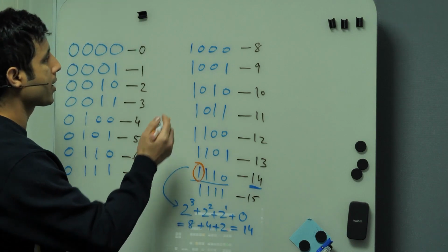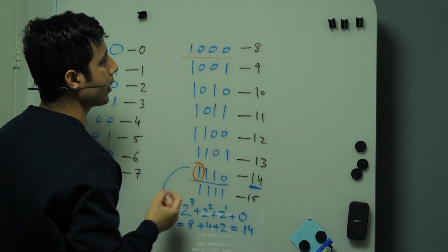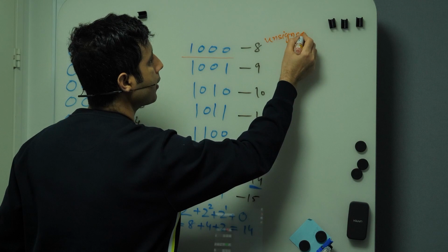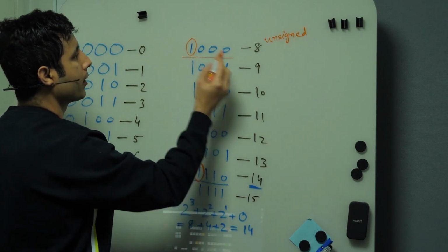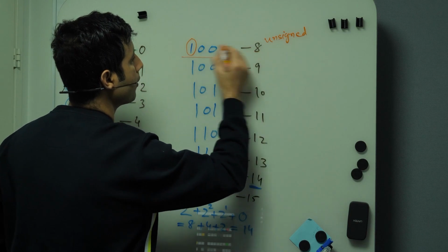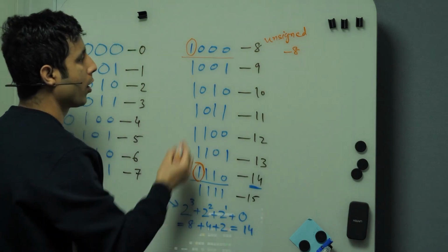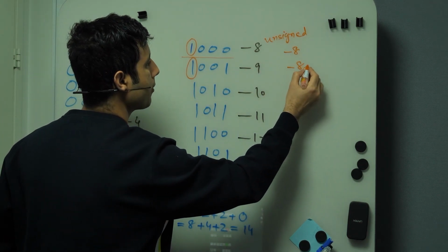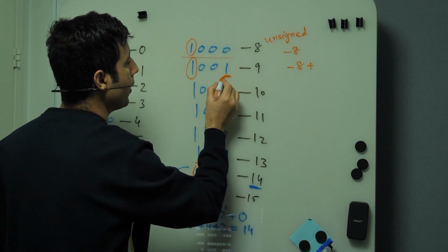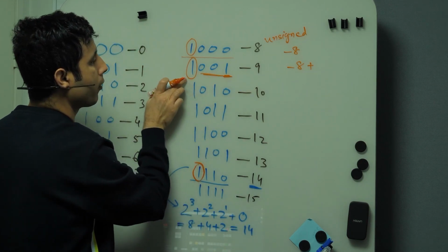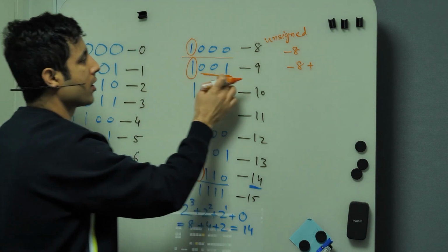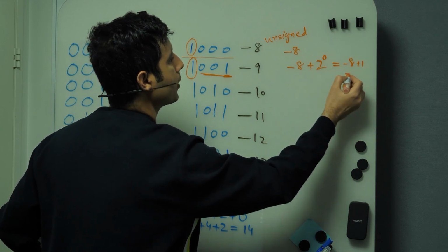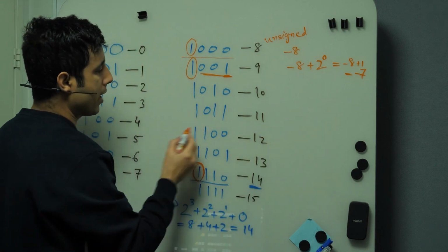I'll tell you why. Say for example, this one here. This is 8 if it was unsigned encoding. So this would be unsigned 8. But if we flip the weight of this bit, this would be -8. What about this number? Here we flip the weight for this bit, so this would be -8 plus... here we don't flip. We don't flip for these three. We just flip for the most significant bit. So this would be 2 raised to the power 0, which is -8 plus 1. This is -7.